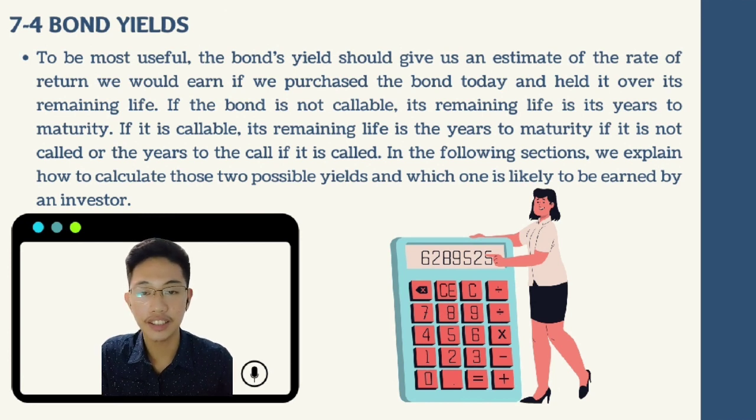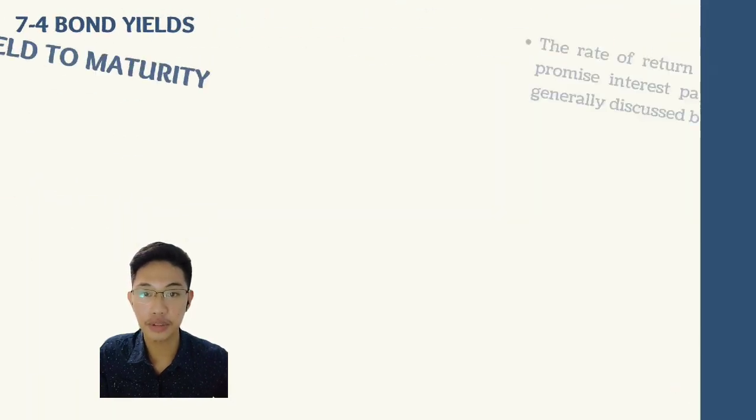What we are saying here is that there are two possible outcomes if you happen to purchase a bond. First is that your bond will be held up to its remaining period or its maturity. Second, if it's callable, it can be called, or in simple words, be taken out from you or bought back from you.